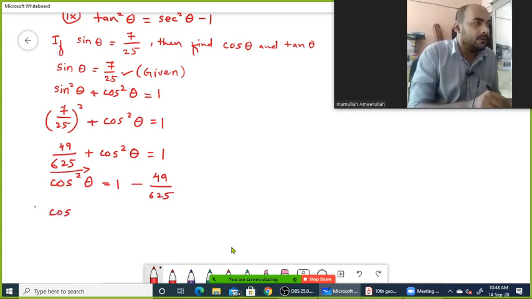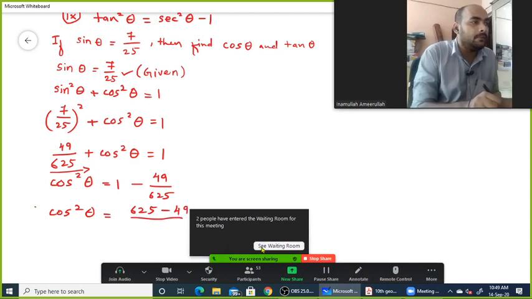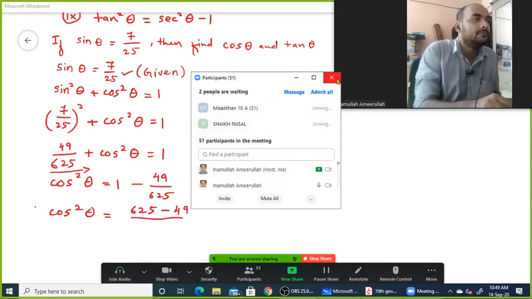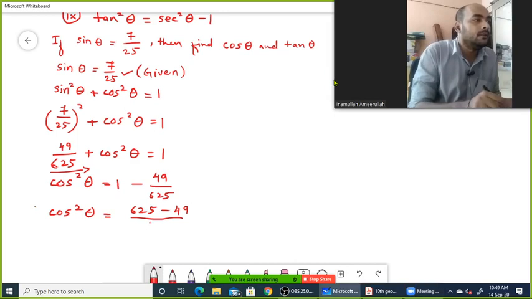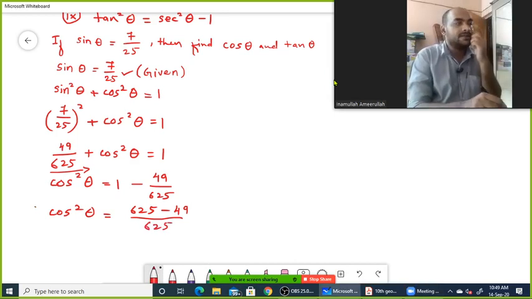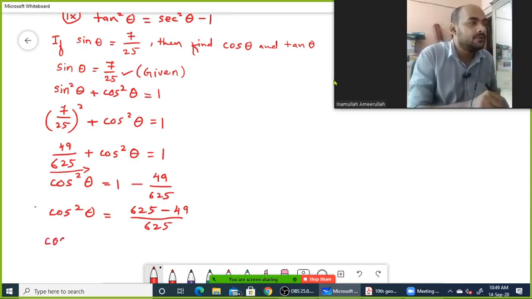So cos square theta is actually 625 minus 49 upon 625. So we need to subtract 49 from 625. So cos square theta is actually 576 upon 625.